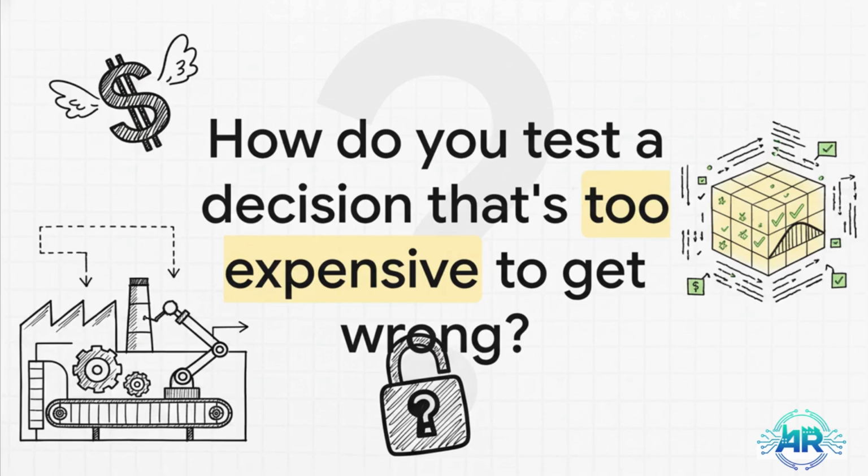I mean, when you've got millions of dollars and thousands of work hours on the line, you can't just try something out. You have to know if it's going to work. So how on earth do you get that kind of certainty?